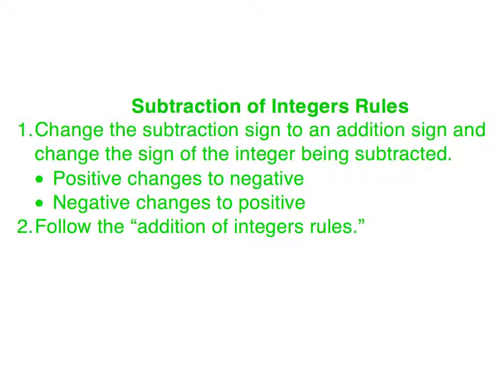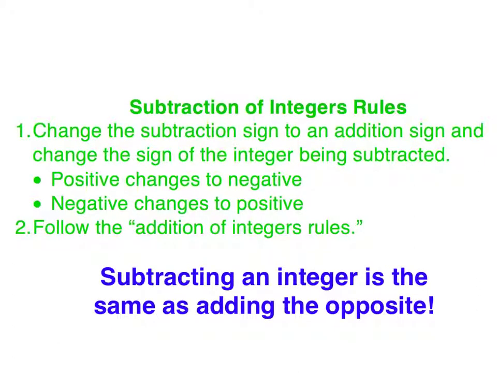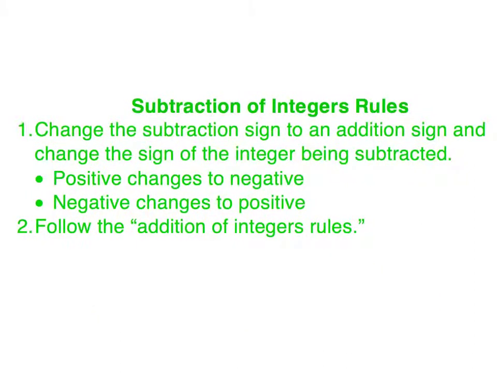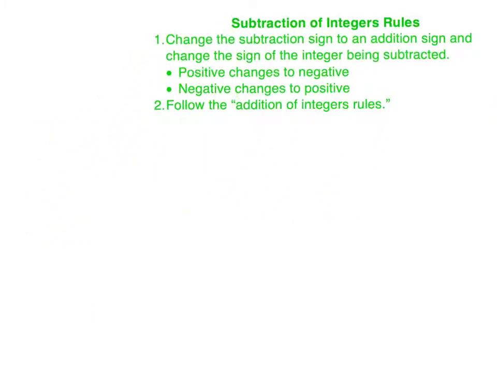The first thing you have to remember is that subtraction is the opposite process of addition. So subtracting an integer is the same as adding the opposite. Let's use the rules to work some examples.